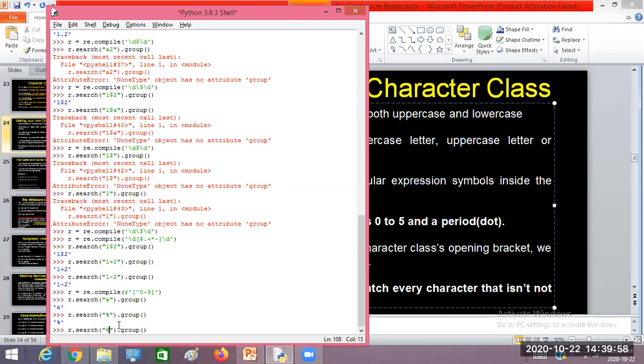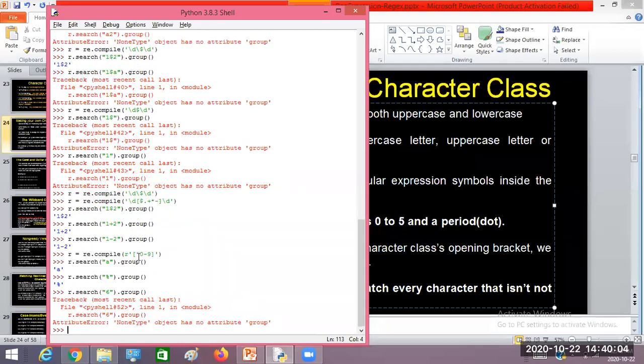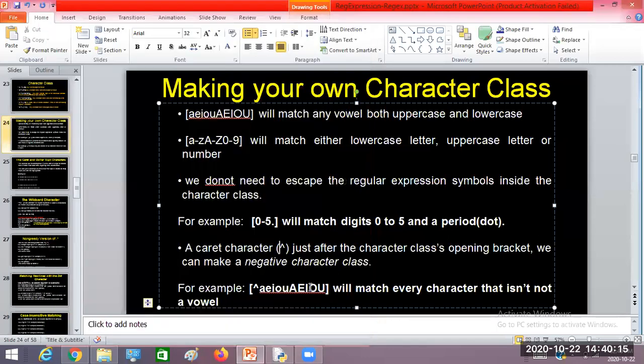But if I write some number here, then see here, if I execute this one, it shows an error message because the caret symbol within the character class indicates that it is a negation. It's a negation, right? Did you understand this one? The caret symbol.